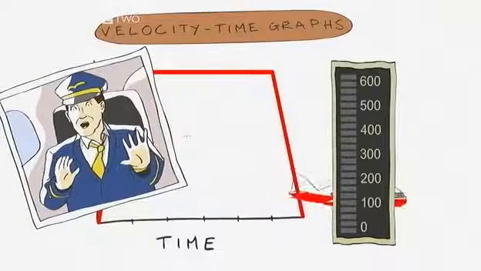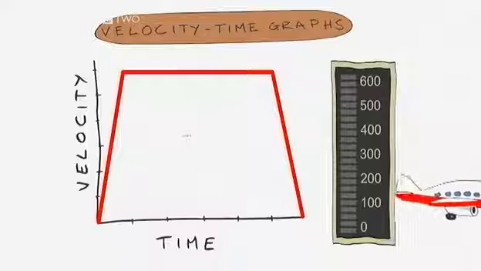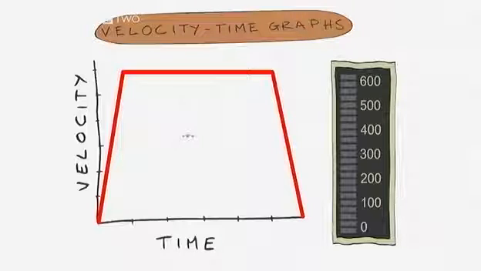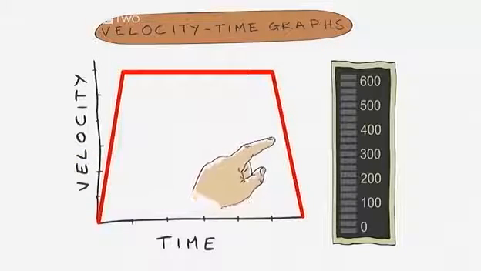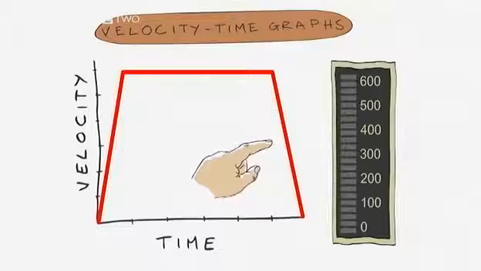So what does a velocity time graph tell us? A horizontal line means there is no change in velocity. Be careful, it doesn't necessarily mean the object is at rest. If we have a sloping line, then we have a change in velocity. The object is accelerating or decelerating. The steeper the line, the greater the acceleration or deceleration.